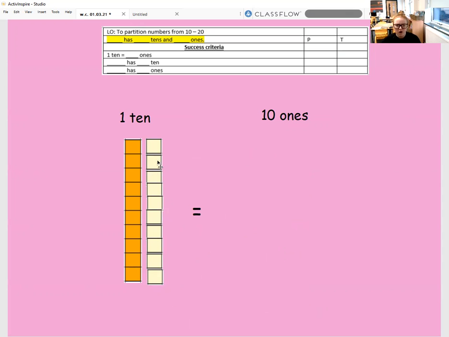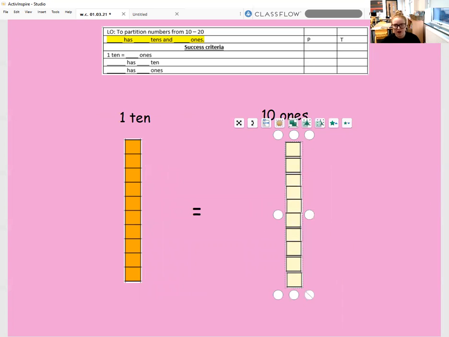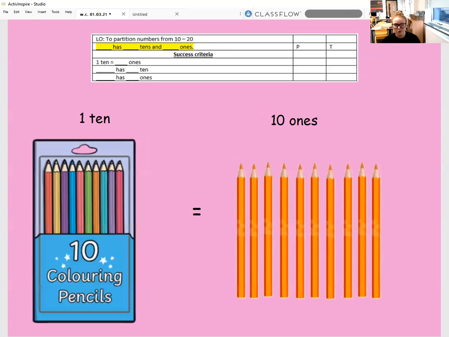Yes, but rather than going 1, 2, 3, 4, 5, 6, 7, 8, 9, 10 every time, we can just say we know we have 1 ten. We don't need to count to 10 every time. We can just say we know 1 ten is the same as 10 ones.